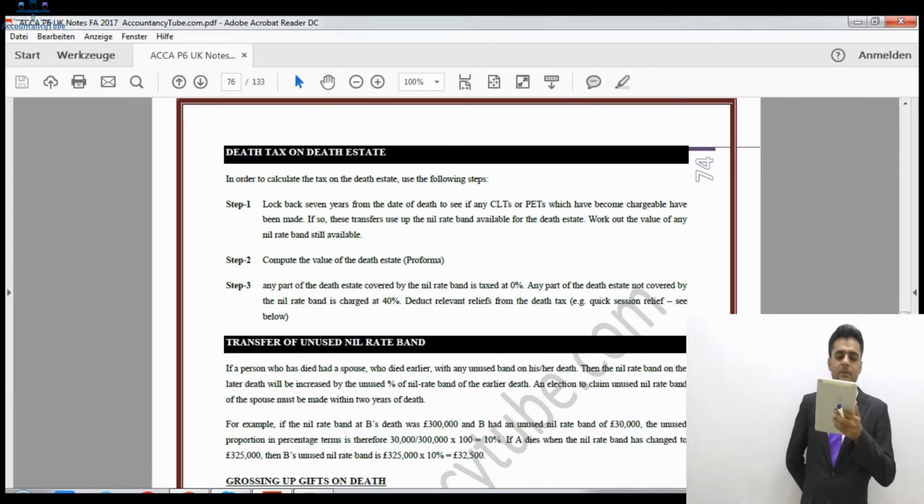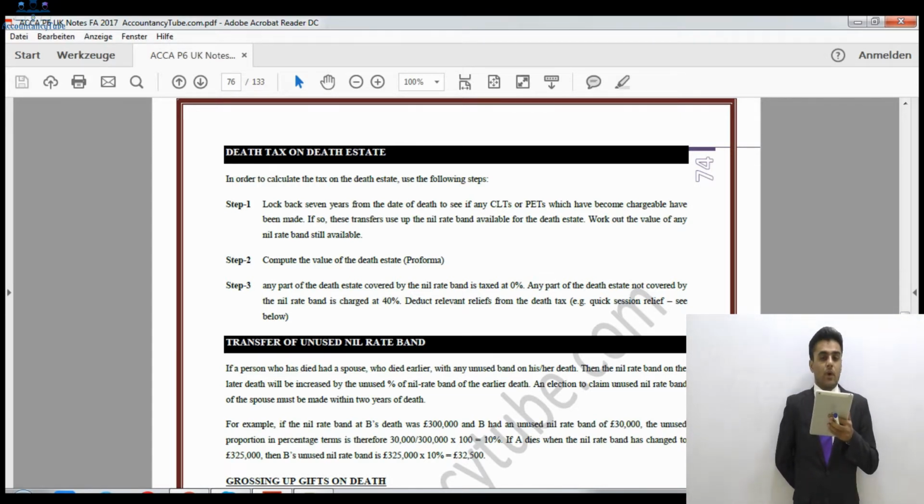In order to calculate the tax on death estate, use the following steps. Look back 7 years from the date of death to see if any CLTs or PETs have been made. If so, these use the nil rate band available for the death estate.